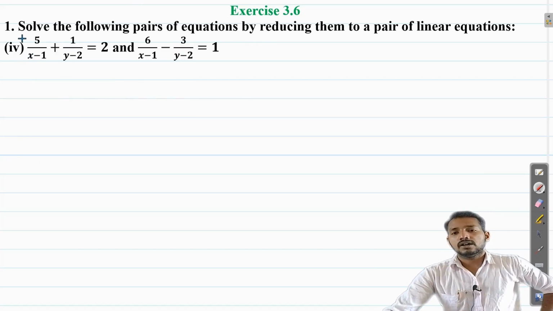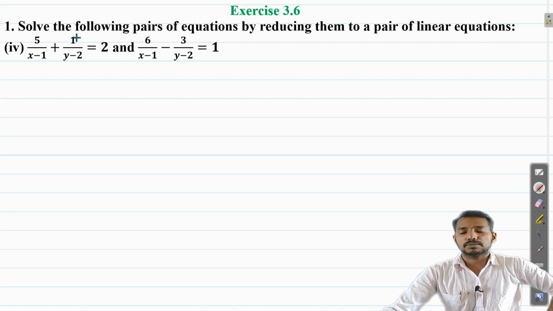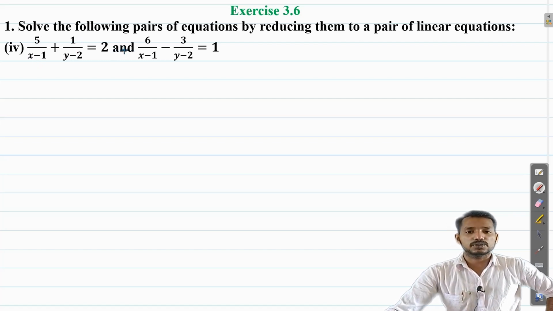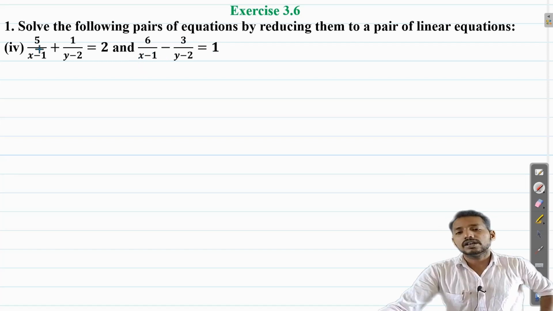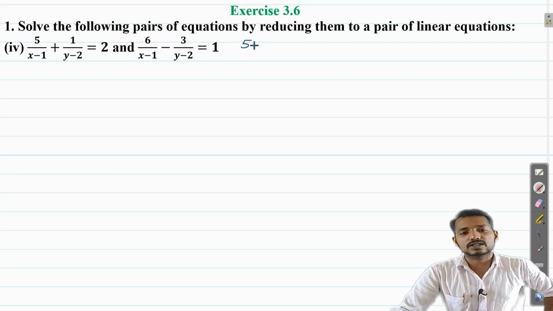Next, option number 4 here. See, 5 divided by x minus 1 plus 1 by y minus 2 is equal to 2, and 6 divided by x minus 1 minus 3 divided by y minus 2 is equal to 2. So what will we choose here? Here 5 divided by x minus 1 is 5 into 1 by x minus 1.